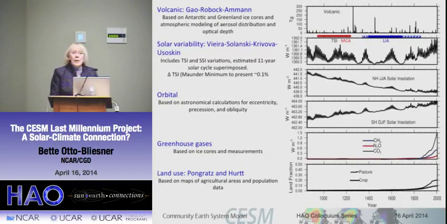We also include the orbital variations, changes in the eccentricity, the obliquity, and precession, something that we didn't include in our CCSM1 simulations. These are small changes, but they're seasonal changes, and they could be important in some regions. For example, Northern Hemisphere June, July, August solar insolation decreases by a couple watts per meter squared as you go from 850 AD to present. We include greenhouse gases and land use changes. Again, these really become important starting at about 1800, 1850.